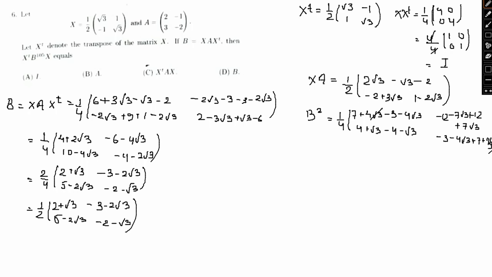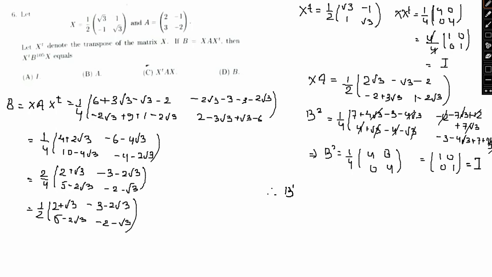So this and this value get cancelled. This gets cancelled. 12, 12, 7 root 3, 7 root 3, 4 root 3 and 4 root 3. So here what we can get is B square equal to 1 by 4, 4, 0 and 0, 4. This is what we have. Which can be again further written as 1, 0, 0, 1, which is nothing but I, or the identity matrix. So therefore we have B square equal to I.